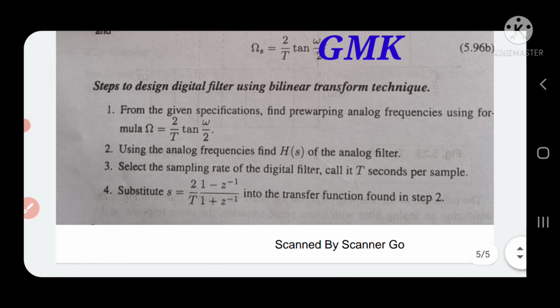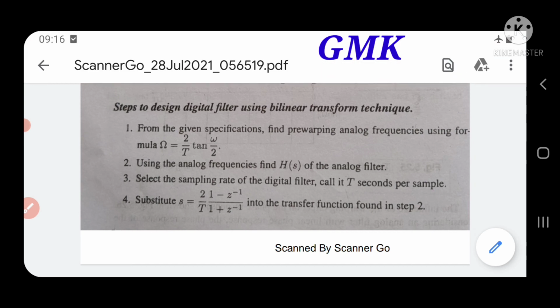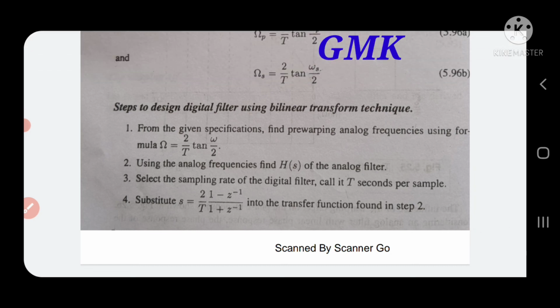These are the steps for designing with the bilinear transformation technique. First, from the given specification, find the pre-warped analog frequencies using the formula. After that, using the analog frequencies, derive H of s, the analog filter transfer function. After that, select the sampling rate for the digital filter, T seconds per sample; select the appropriate sampling time interval, capital T. After that, substitute s is equal to 2 by T into (1 minus z inverse) by (1 plus z inverse) into the transfer function found in step 2.